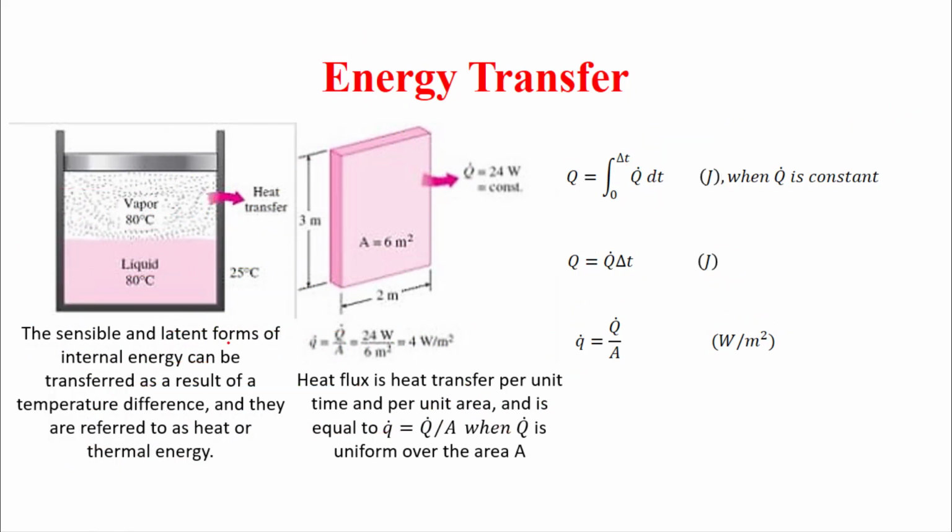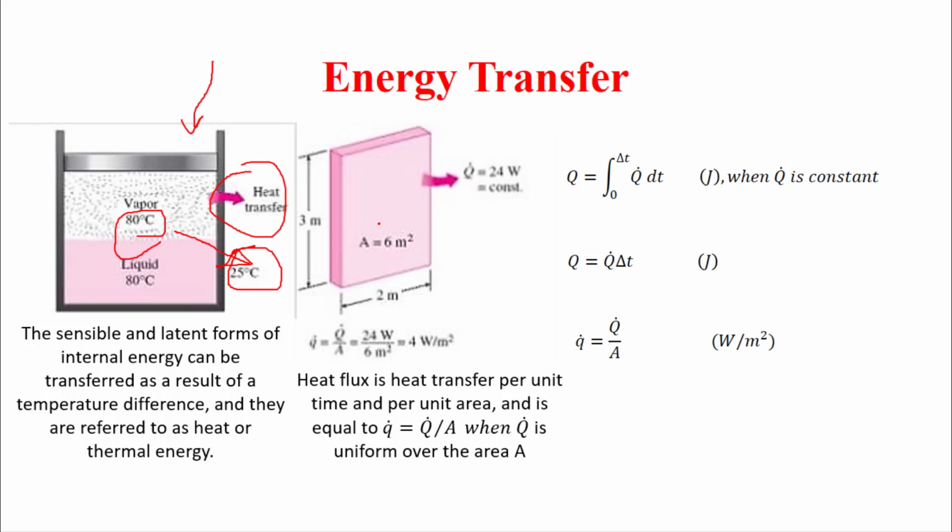So here are two examples. This is a closed system, but still energy can transfer from inside to outside, because here we have a temperature of 80 and the surrounding temperature is 25. Then the heat will transfer from inside to outside.